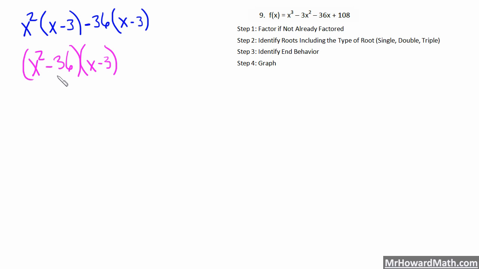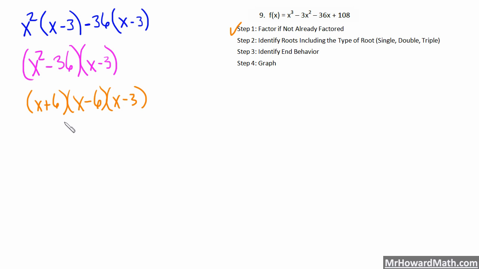Alright, so our next step is to look to see if we can factor it anymore. And we actually can, because x squared minus 36 is a pattern, hopefully, that you remember, and that would be the difference of 2 squares. So that's going to be x plus 6, x minus 6, and then we still have that x minus 3 left. So here is this thing completely factored down, and we have completed step 1 because we have it completely factored. Now we can identify the roots.